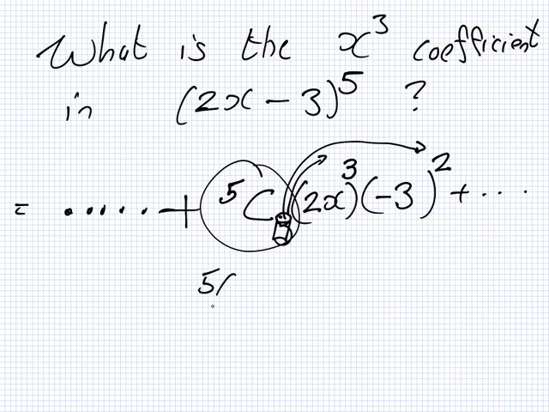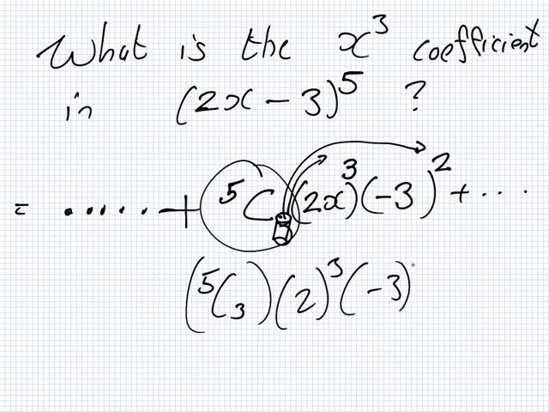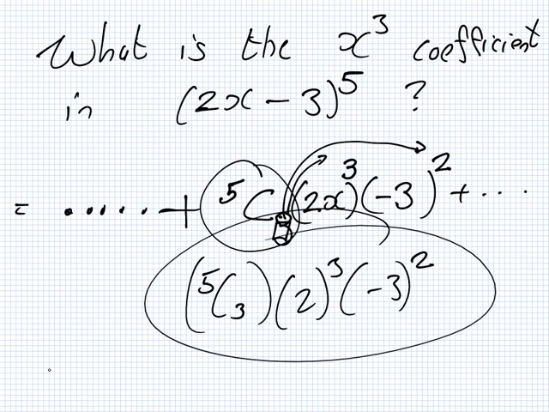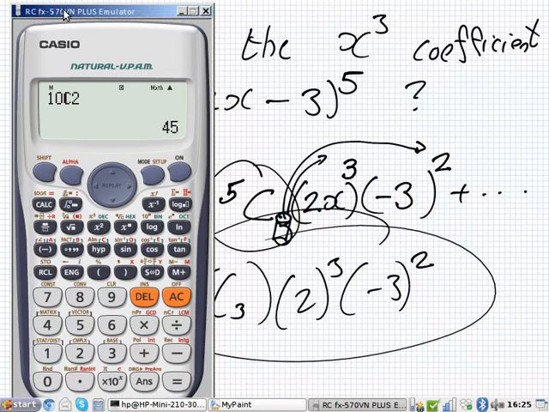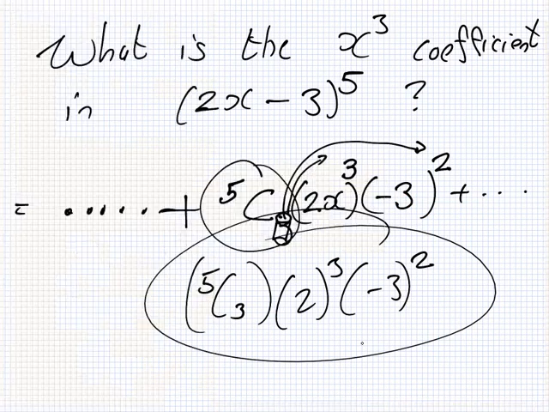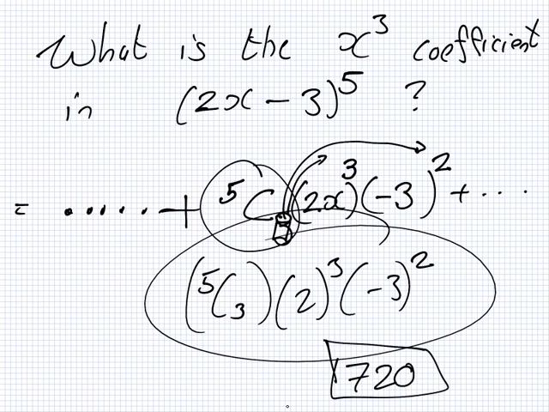So you have 5C3, 2 cubed, minus 3 squared. That's the answer. Let's calculate it. I've done it already. What is it? 720. Just 720, because the word coefficient means only the number on the x, but not the x. So the answer is 720 here.